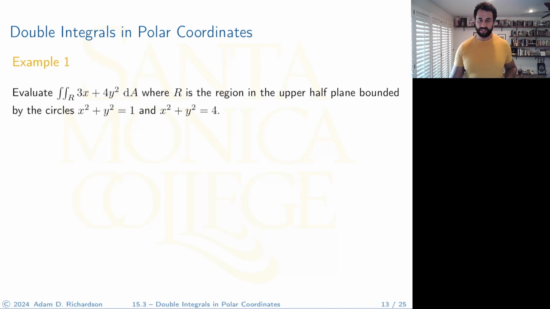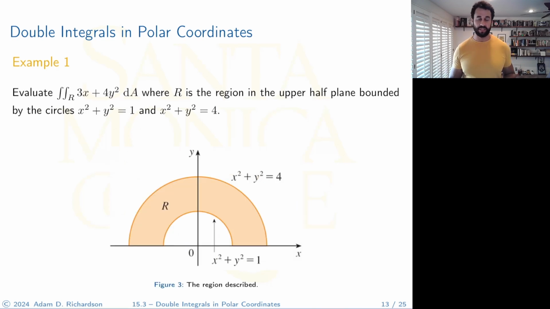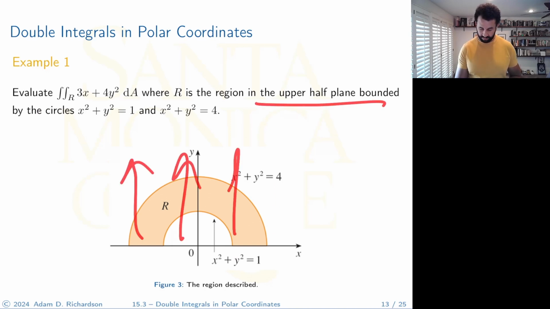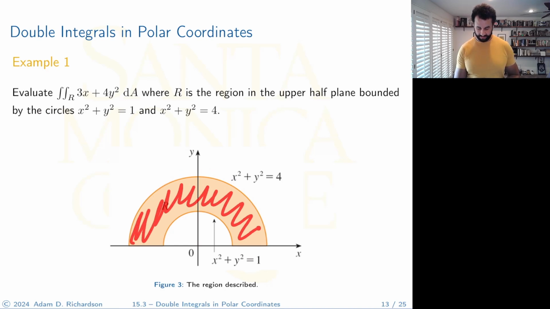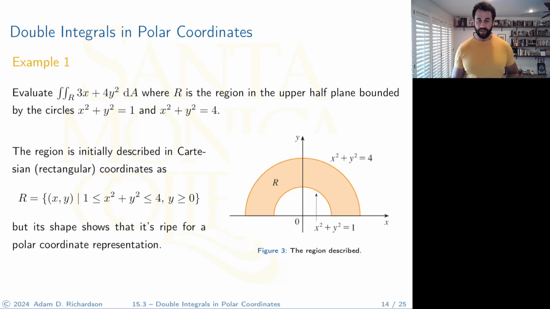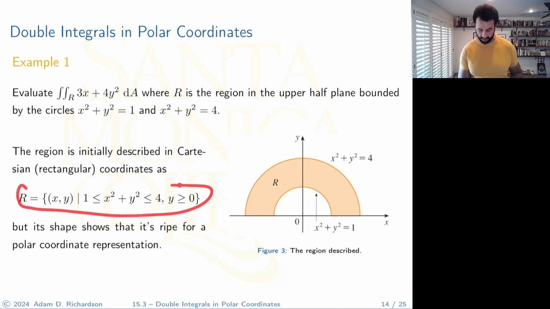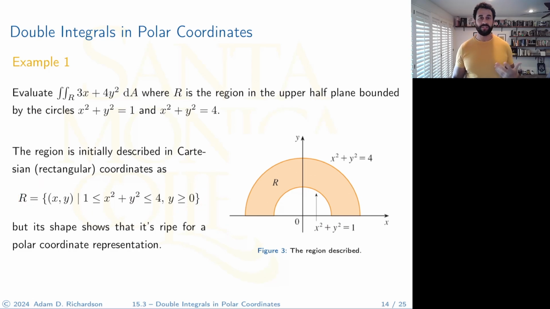Okay, here we go. So one thing that can help, I always recommend this if you can, is to try to make a sketch of the region over which you're integrating. So this is what the region looks like. It's in the upper half plane, right? And it's bounded between these two circles. So that orange region, this is where we're going to integrate. That's what it looks like. If we wanted to write it in terms of Cartesian coordinates, this is the region that we want to integrate over. But as you can see, it's just ripe for polar coordinates.